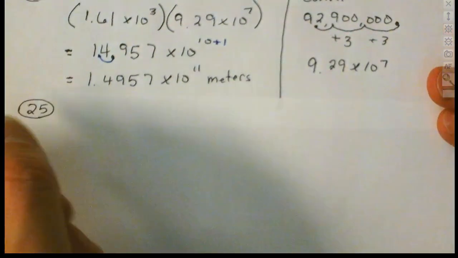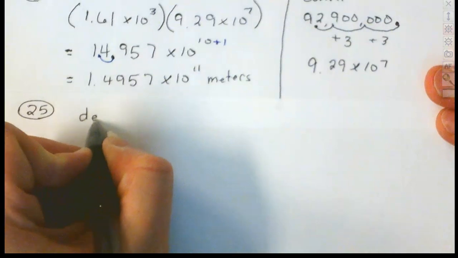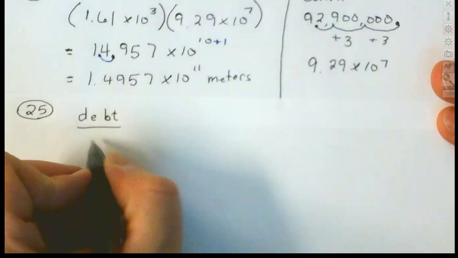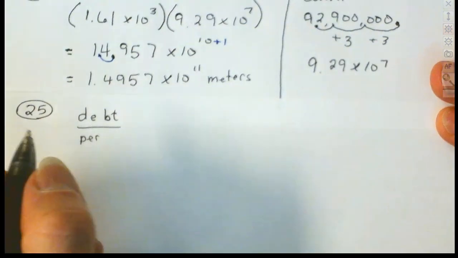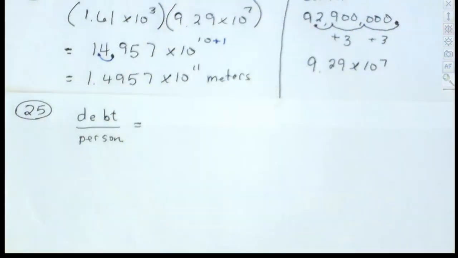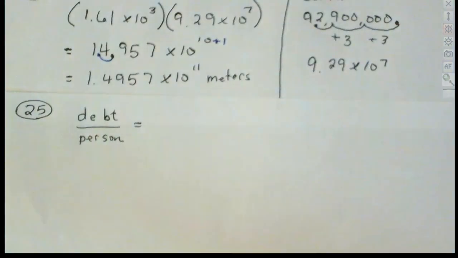Our ratio is going to be debt per person. So the debt is going to go on the top, and the number of people is going to go down below. And that makes sense because the more people the country has, the more they can spread the debt out, and the less each individual person has to contribute.